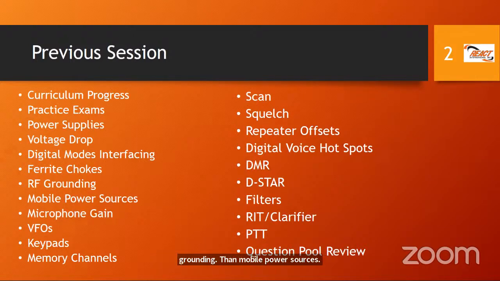We talked about features such as microphone gain, VFOs, as well as keypads on radios, and other features such as memory channels, scan, squelch, repeater offsets. Then we went into what digital voice hotspots were, as well as modes such as DMR and D-Star. Then we discussed filters, as well as the RIT or clarifier, and we ended the theory with PTT. And then we went straight into our usual question pool review.